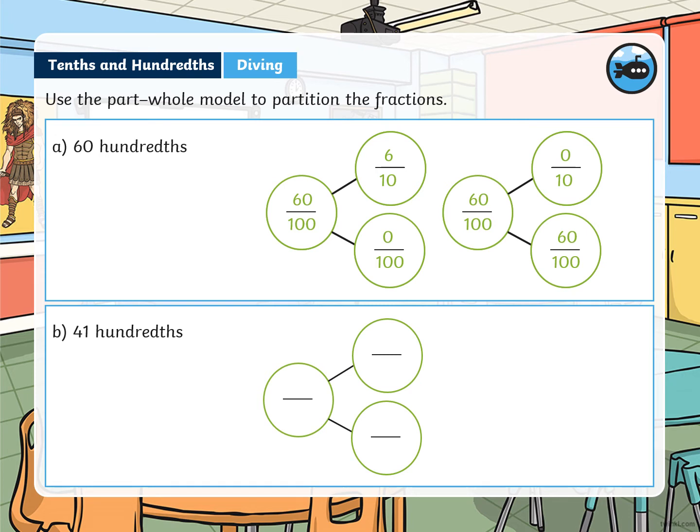Okay, 41 hundredths then. Hopefully you've had a little go at this one. So 41 hundredths. There we go, so that's 41 out of 100. So this time I've coloured in 4 tenths because I have 40. That's 4 rows of 10 out of my whole 10 rows. 4 rows out of 10 rows coloured in. So I have 4 tenths. And then I have 1 left over, so I've got 1 little one coloured in, 1 hundredth. So 41 hundredths is made of 4 tenths and 1 hundredth.